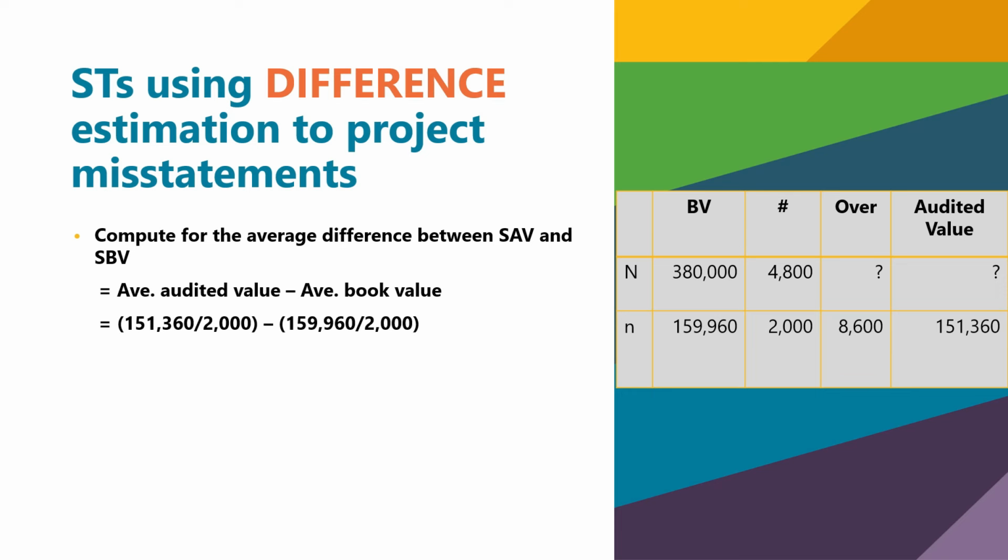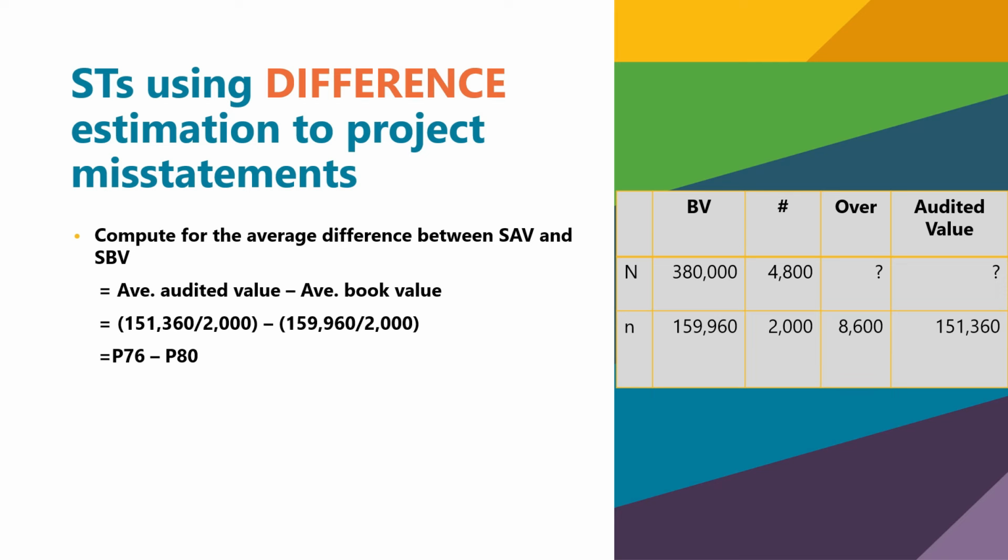So, our sample audited value is 151,360 and it is made up of 2,000 accounts. Our sample book value is 159,960 and it is made up of 2,000 accounts as well because we are basing on the sample. That means our sample average audited value is 76. On the average, then, it will be 76 pesos per customer, but the book value registers an average of 80.